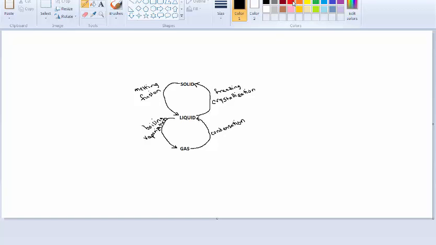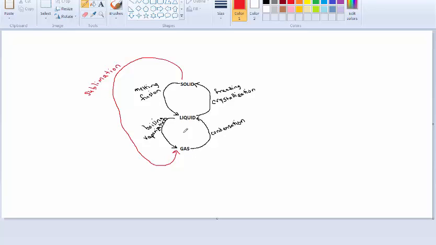Now, there are times when a solid can go directly to a gas without going through the liquid phase. And the vocabulary word for going from a solid to a gas without going through the liquid phase is the word sublimation. The most common example of sublimation is a piece of dry ice turning into a gas.